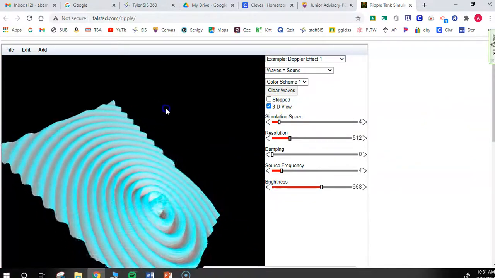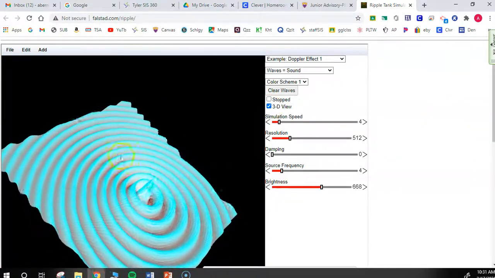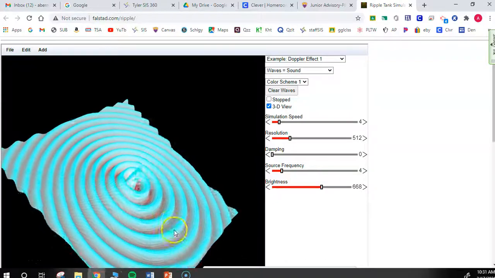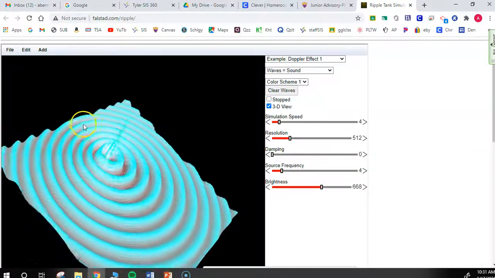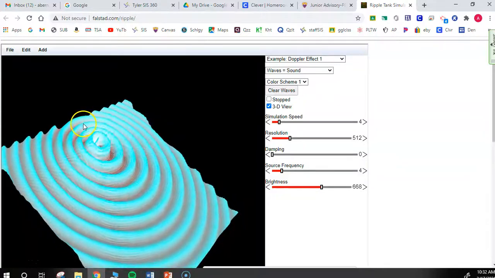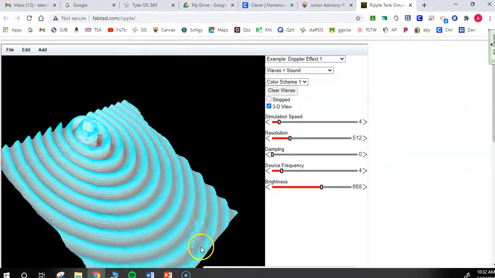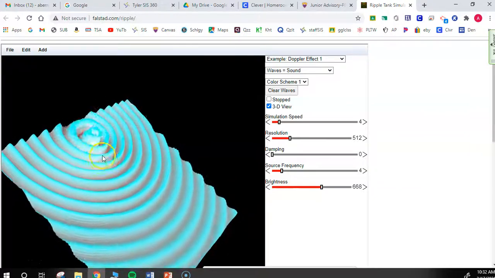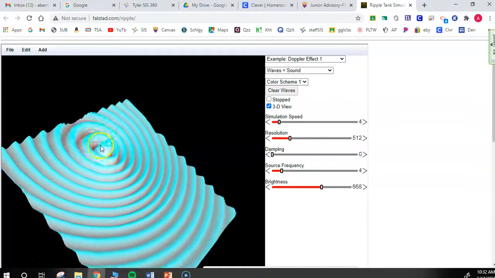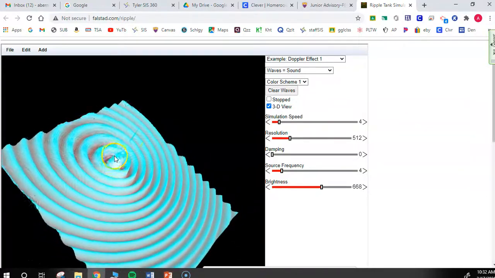So here the source is moving up and to the left, like so. You see that the waves are a little more spread out here, and they're a little more bunched together here. So over here we would perceive a higher frequency, and over here we would perceive a lower frequency of that wave. By higher and lower, I mean compared to the frequency that the object is actually emitting.